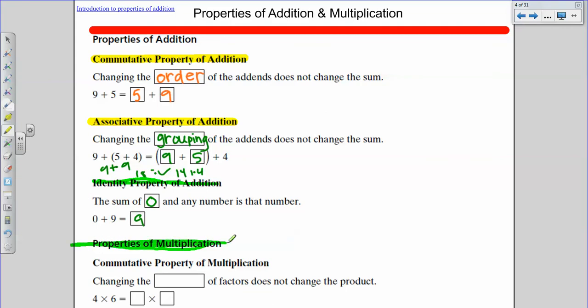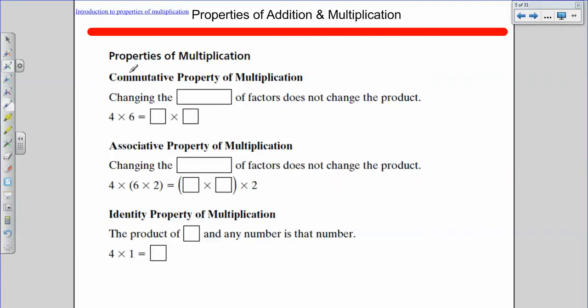If you notice, our properties of multiplication are going to have the same headings. Okay, so basically, again, for the commutative property, changing the order does not matter. So saying 4 times 6 is the same thing as saying 6 times 4. Either way, I get 24. Oh, we already did commutative. Sorry. So let's jump down to associative. Associative, again, changing the grouping does not change the product. So I can say 4 times 6 times 2. Either way, I'm going to end up with a final answer of 48 in this case.